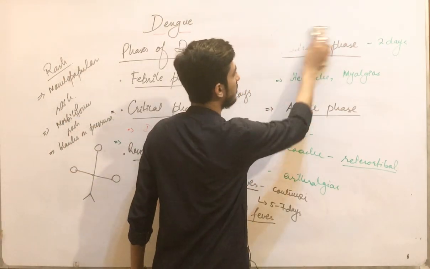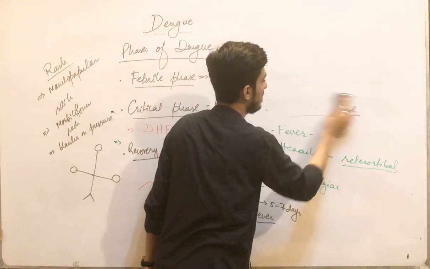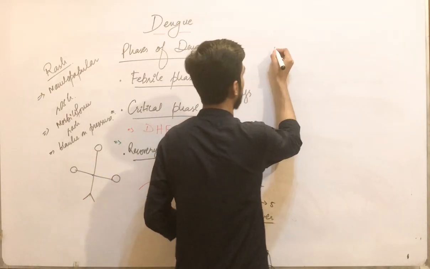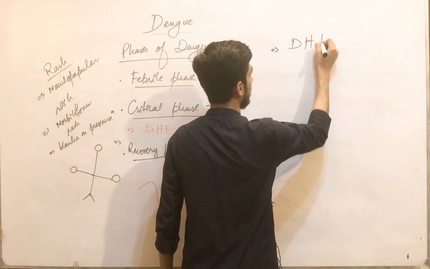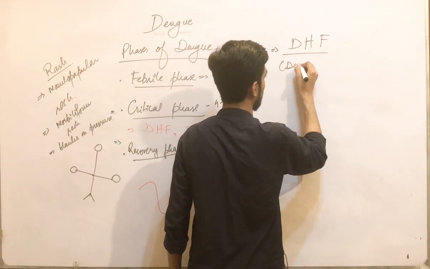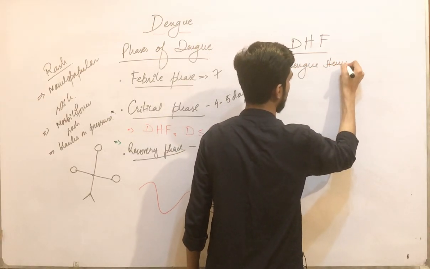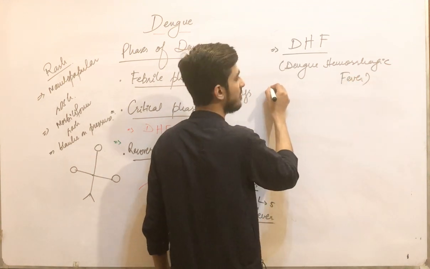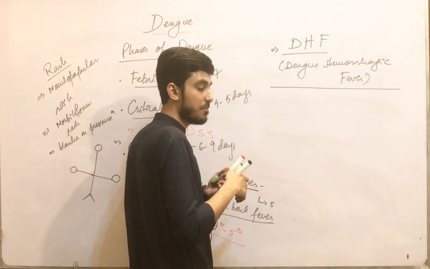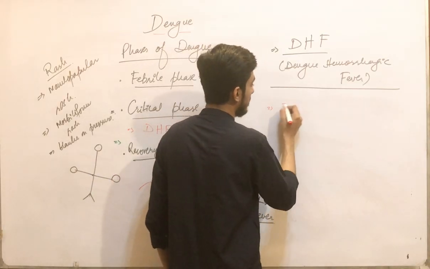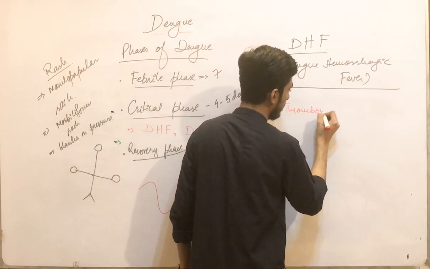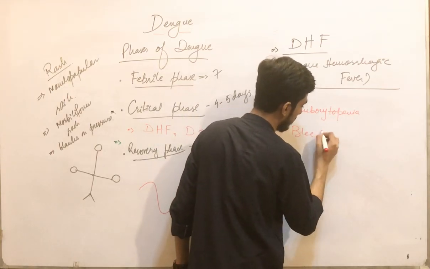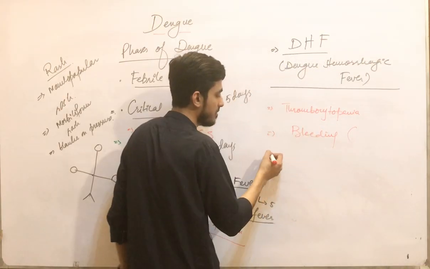Now what is dengue hemorrhagic fever? Dengue hemorrhagic fever is the severe form of the dengue fever. This is the very severe form of the dengue fever, which is characterized by thrombocytopenia, and due to obviously this thrombocytopenia, patient will be having bleeding, or you can say hemorrhage.